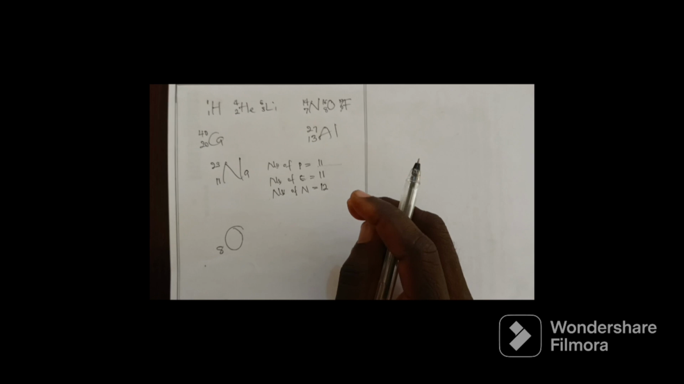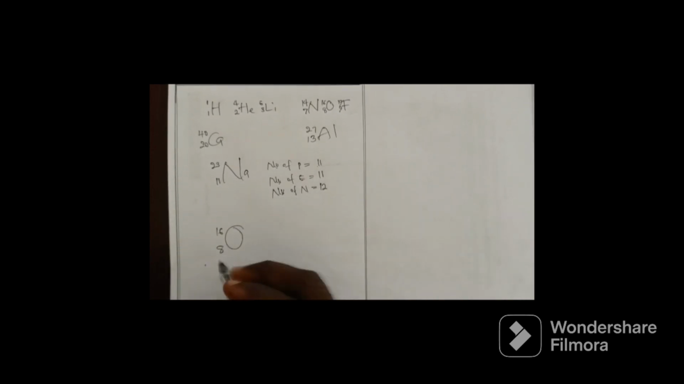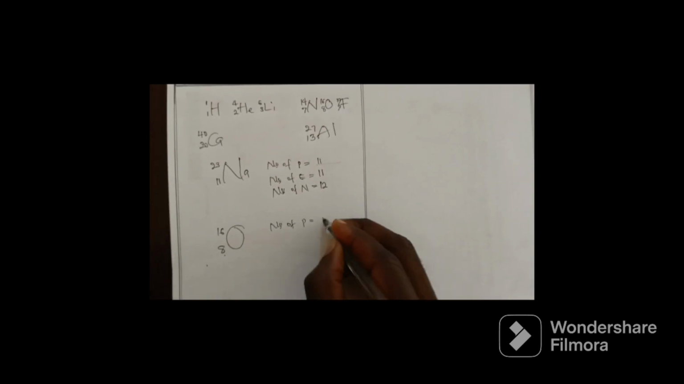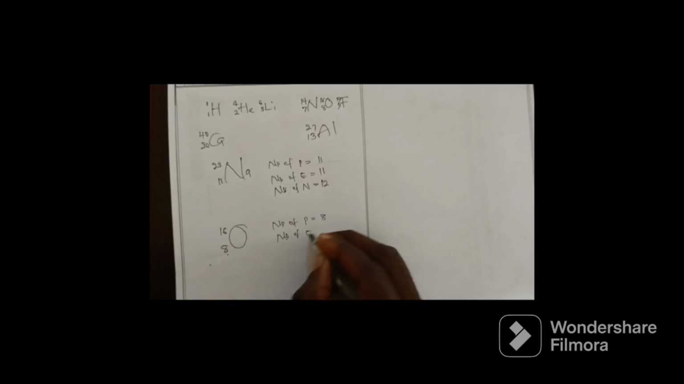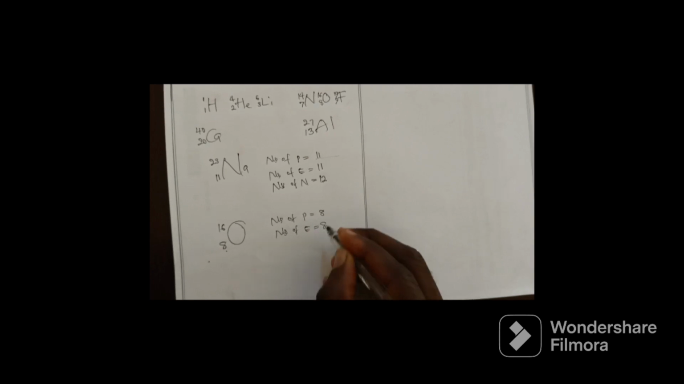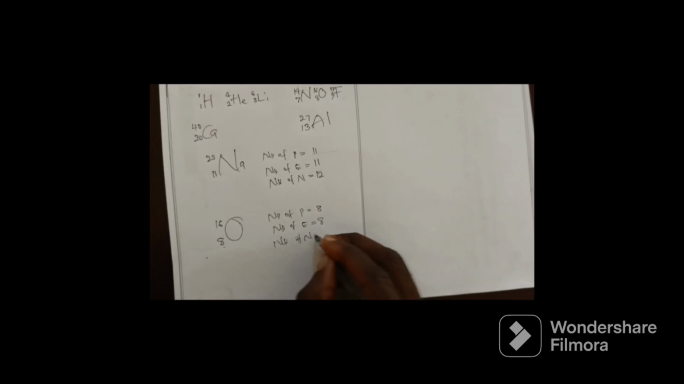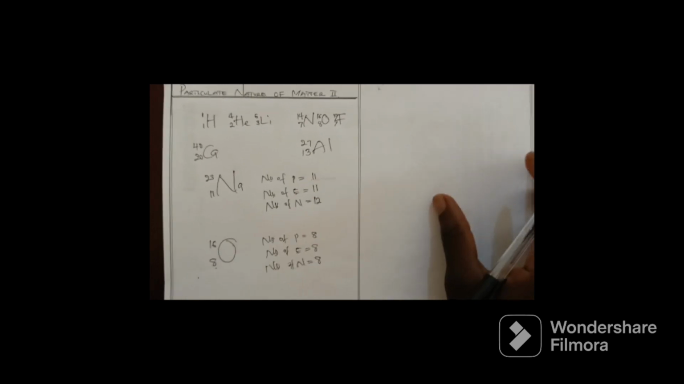The mass number is what? Yes, the mass number is 16, which is 8 times 2, being an even number. So the number of P, which is proton, is what? 8. The number of electron is what? 8, also being a neutral atom, while the number of neutron happens to be what? 8. That is 16 minus what? Minus 8. Is that taken?